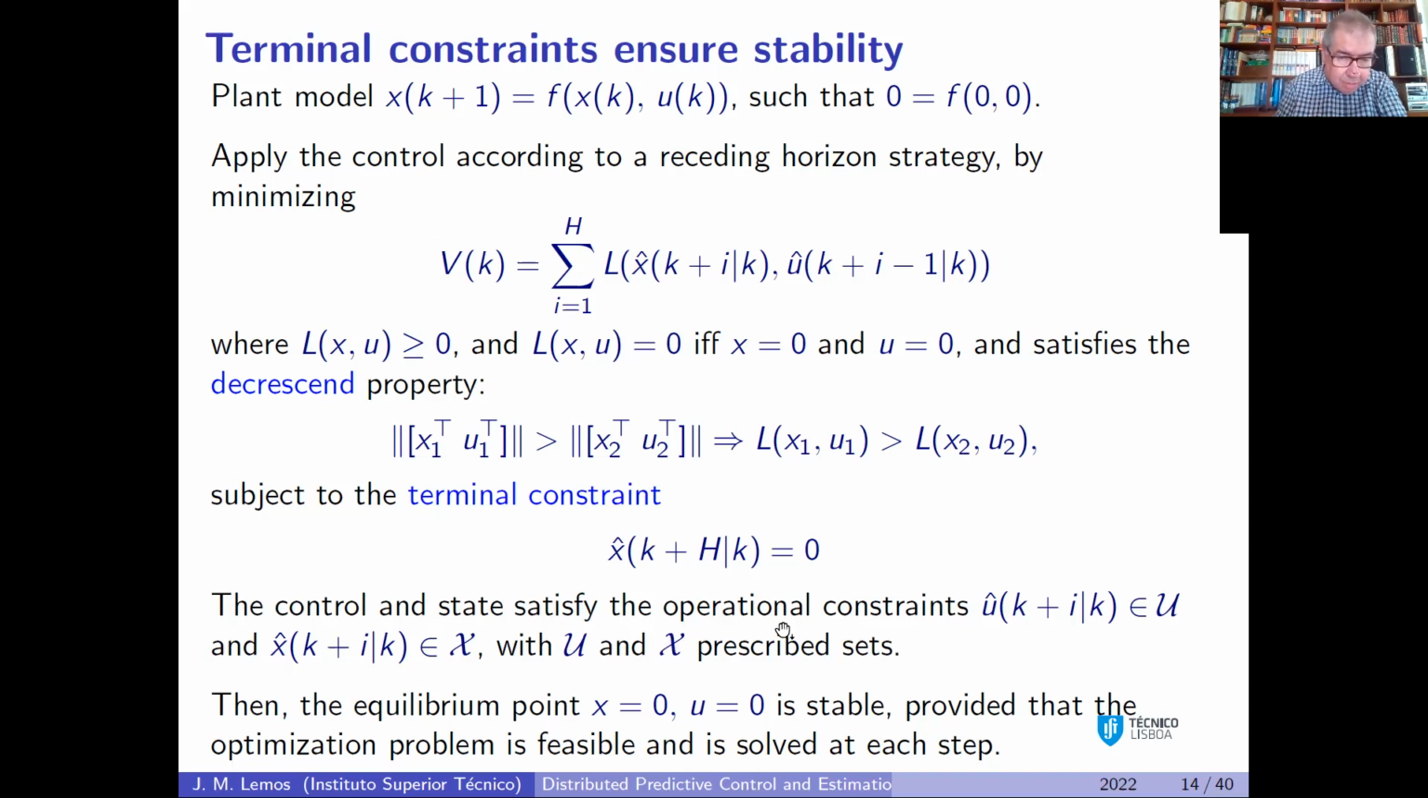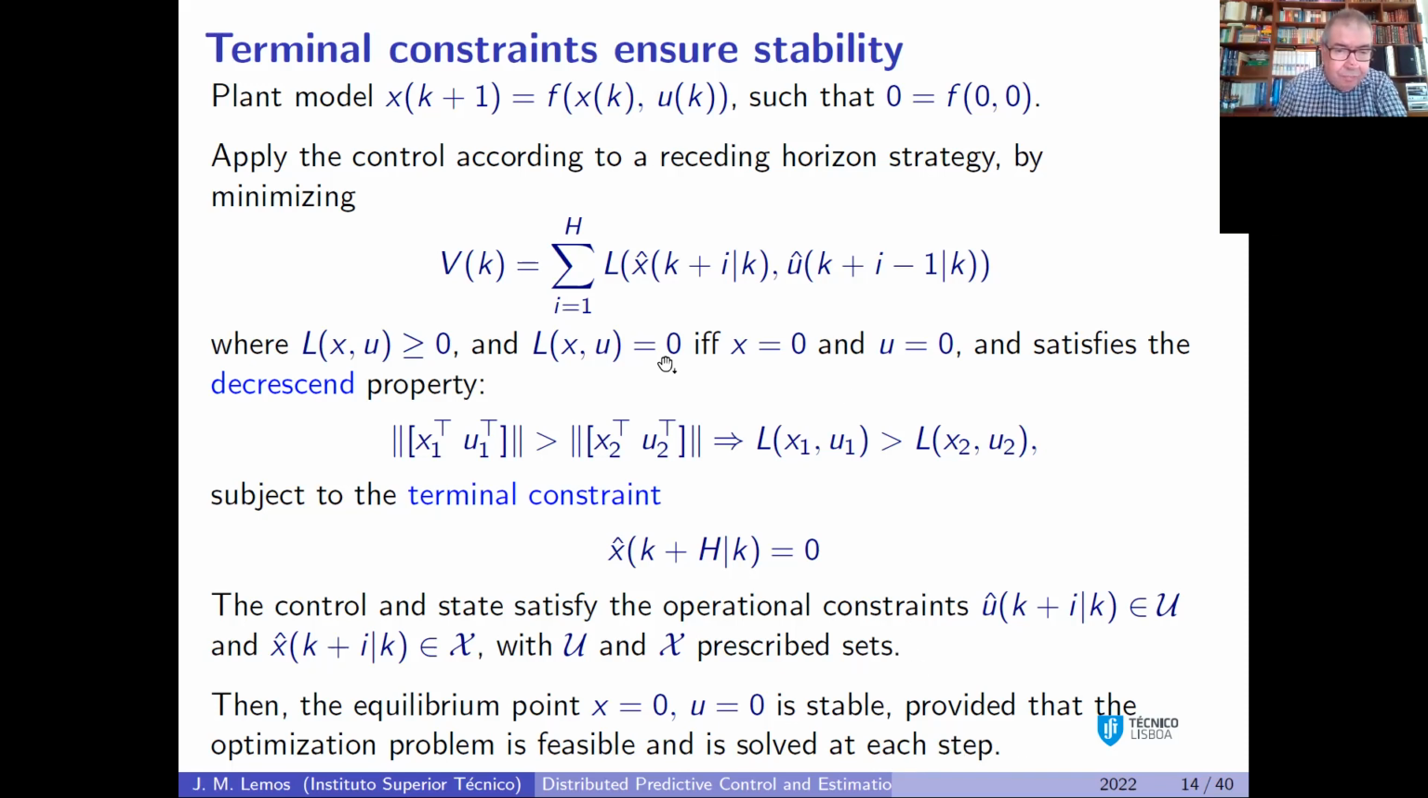Okay, if you solve this problem and you apply this control law, the equilibrium x0, u0 is stable, provided that the optimization problem is feasible. That is to say, that I can find the sequence of u's and the corresponding sequence of x that minimizes this, because we have a lot of constraints, and we could not find a solution. So feasibility means that we can find a solution for the optimization problem. And then we solve this optimization problem at each step according to the receding horizon strategy.